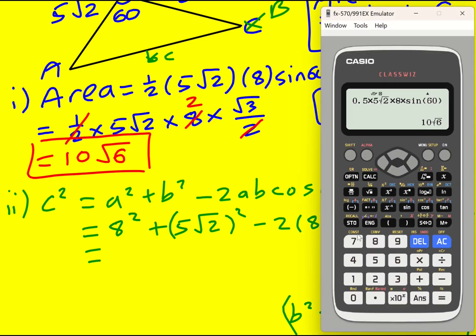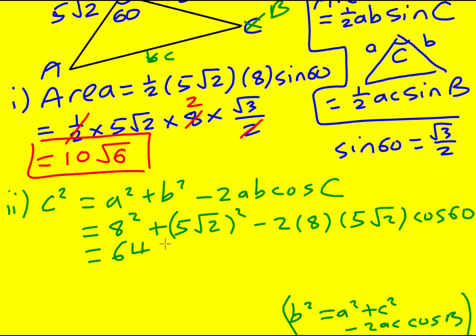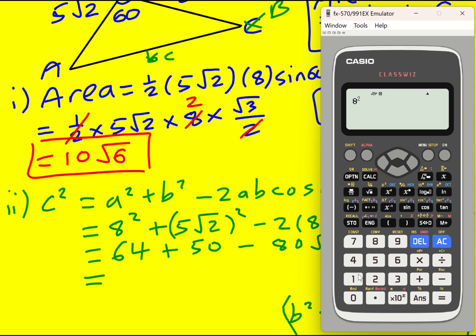Yeah, I'm going to put it in my calculator, but not all at once. 8 squared, because it is expected we show working actually. So 8 squared is going to be 64. This is actually going to be 25 times 2, it's going to be 50. And then I'm going to get 80 here, 80 root 2 times cos 60, which is a half. Just put some of this in the calculator if you need to, but show enough working. And then we could bring it together.